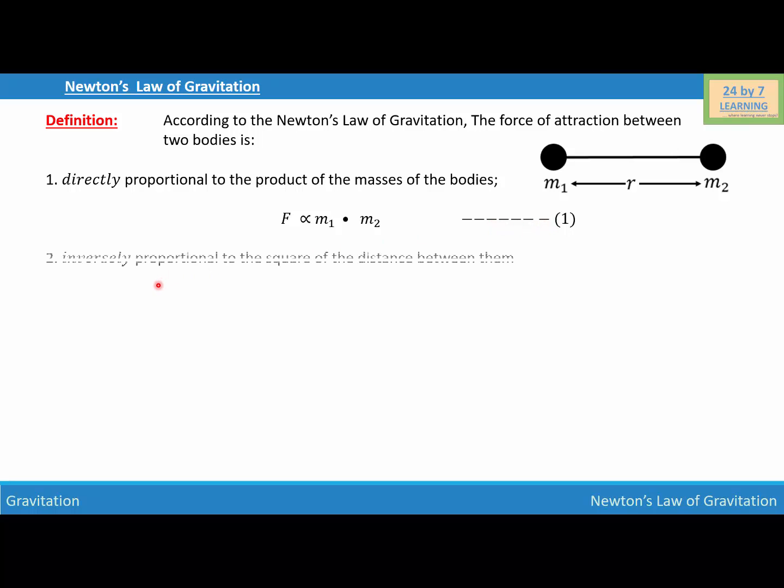And the second point is that the force is inversely proportional to the square of the distance between them. Let's write the mathematical expression. F is inversely proportional to r square, or I should say F is directly proportional to 1 over r square, and this is my second equation.